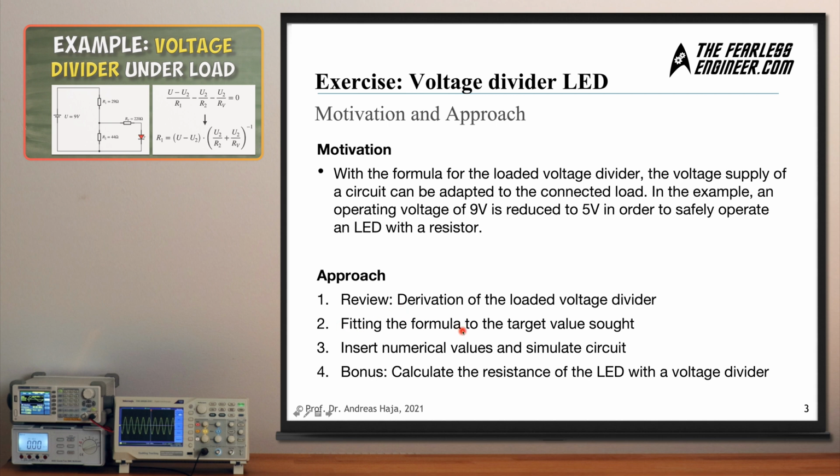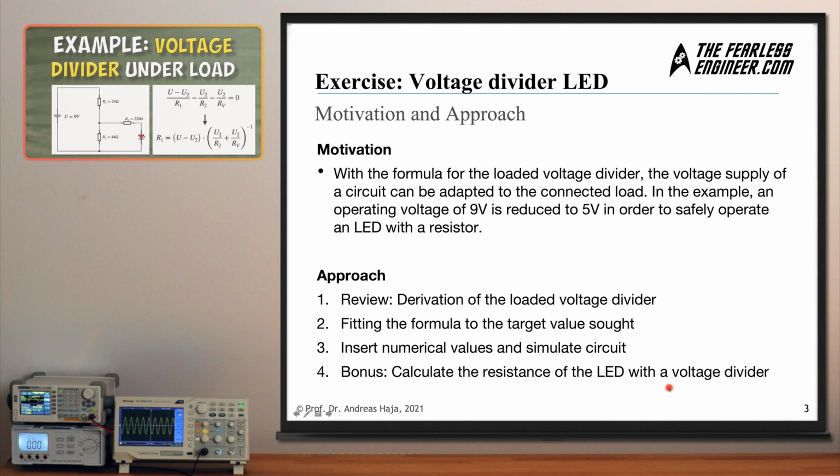And secondly, fitting the formula to the target value is the next step based on this derivation. And then thirdly, we will insert the numerical values and just simulate the circuit to look at whether we have computed correctly. And finally, as a bonus chapter, we will calculate the resistance of the LED with a voltage divider.